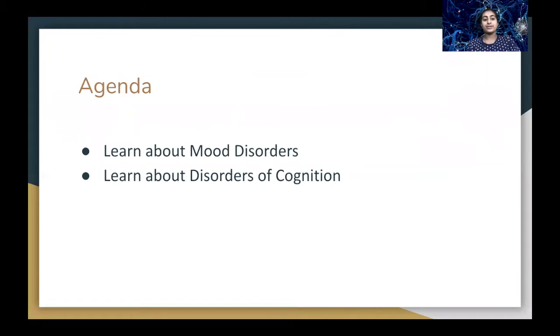So here is our agenda. As I mentioned before, we're going to learn both about mood disorders and disorders of cognition. These are two very important types of psychological disorders, which are important to know for the brain bee as well as just life in general.